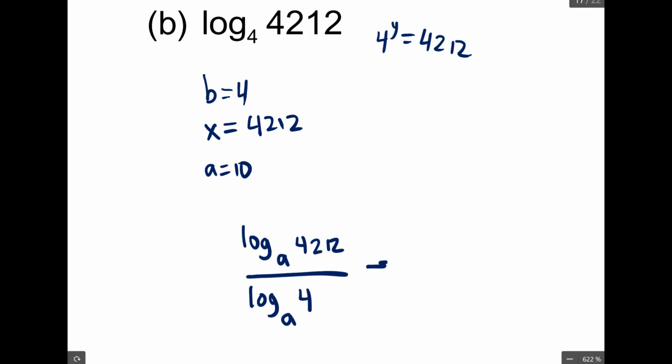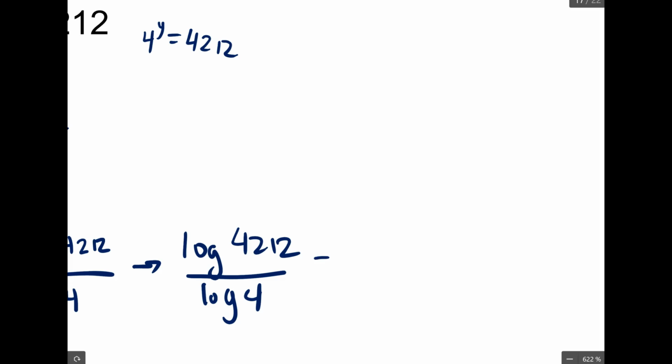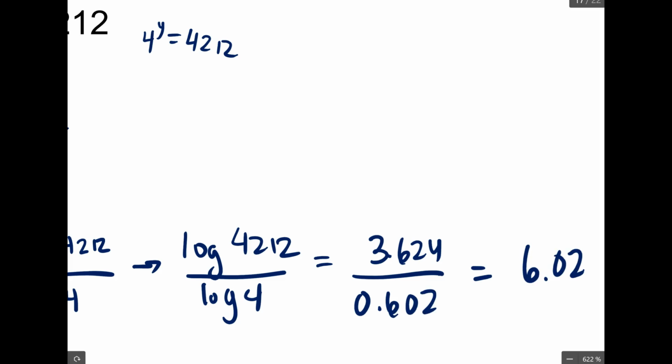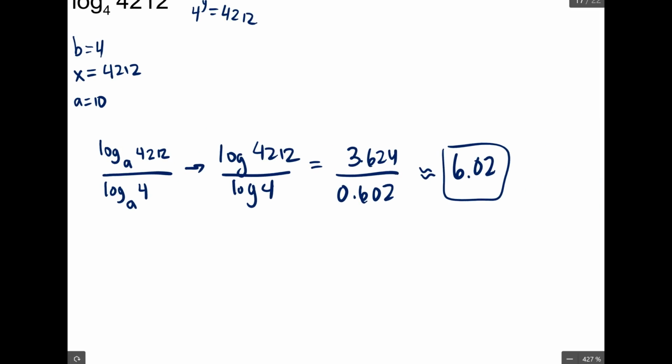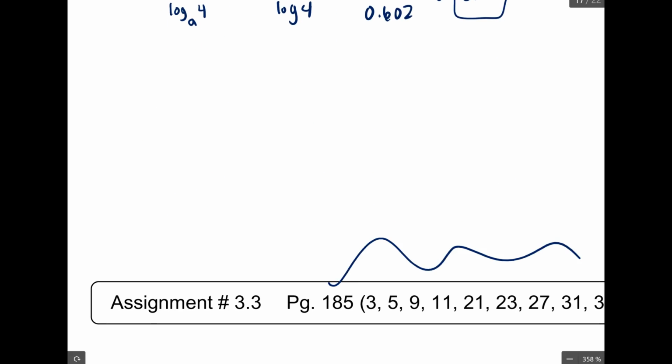Let me use 10 as my base, so log of 4212 over log of 4. Your calculator will find this for you. So it's going to be 3.624 over 0.602. So that's around 6.02. So it's about 6.02. Not too bad. You just have to use your calculator and find it. You have to know the change of base formula, but it's not too bad. It's really log of the thing you want over log of the base. Right, and that's it. So here's the assignment. Let me know if you have questions.